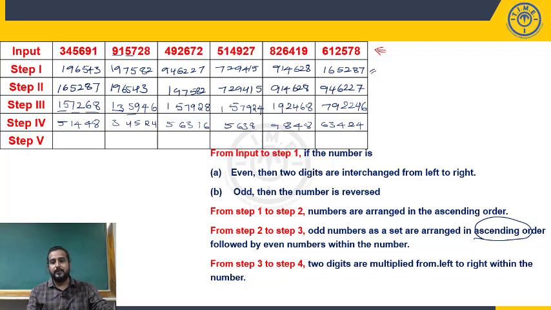So two digits are multiplied from left to right within the number. Now what happened from step 4 to step 5? The digits of every number are added. So in each number digits are added.